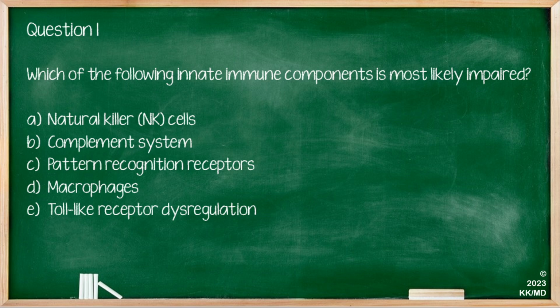The correct answer here is the complement system. This is due to the fact that there are normal levels of immunoglobulins and neutrophil counts, and having deficiency of certain components of the complement system can put you at increased risk of certain bacterial infections. This will be discussed more in the episode on complement.